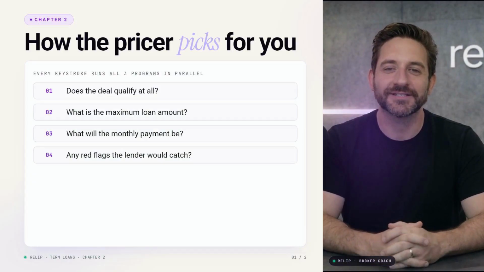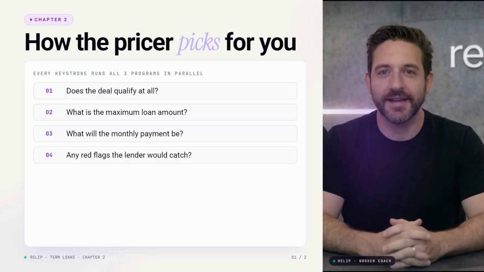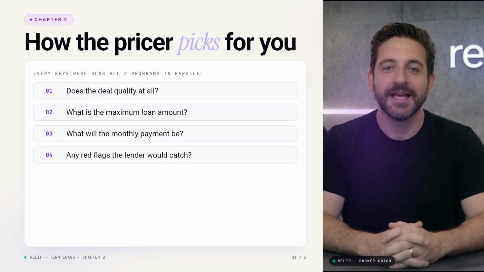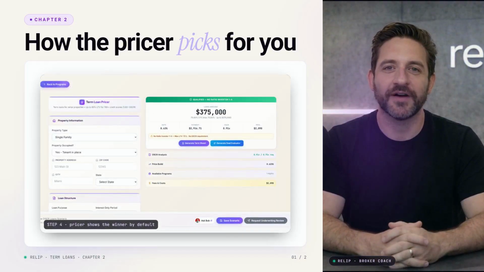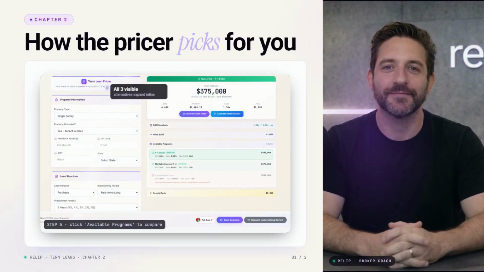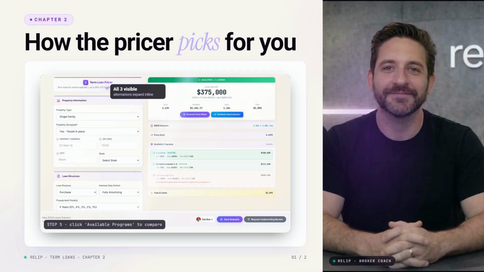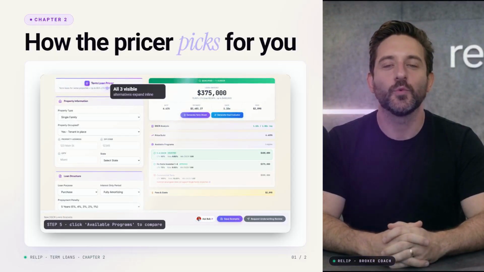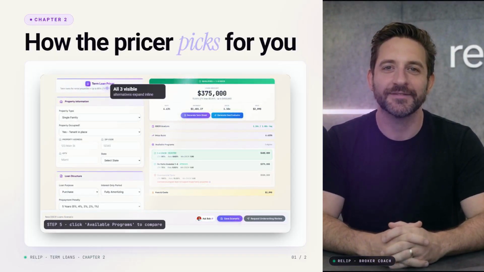The pricer defaults to showing you the program with the best result for the borrower. The other 2 are right there, collapsed at the top of the screen. If you want to see what the second place program would have offered, maybe you want to compare leverage, maybe the borrower wants a lower payment instead of more loan, you just click to expand it. You never have to fill out the form twice. You never have to memorize which program goes with which kind of deal. The pricer handles the matching. Your job is to read the results.